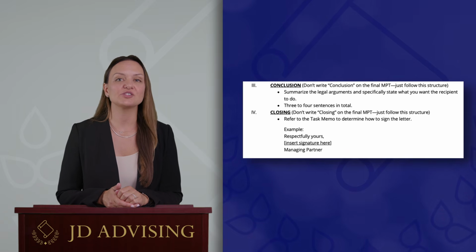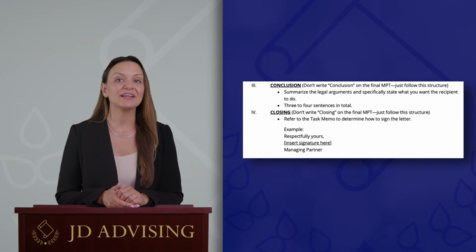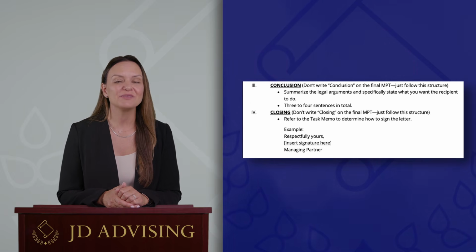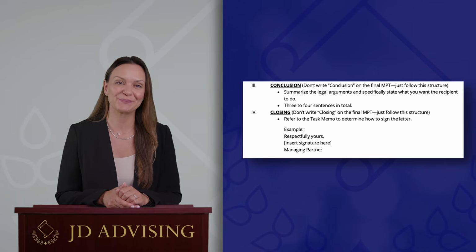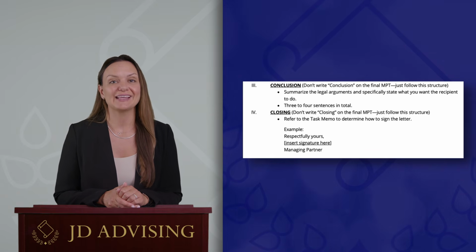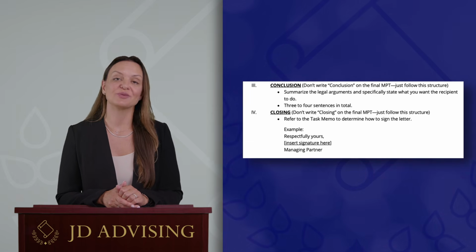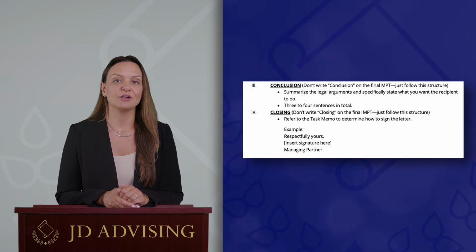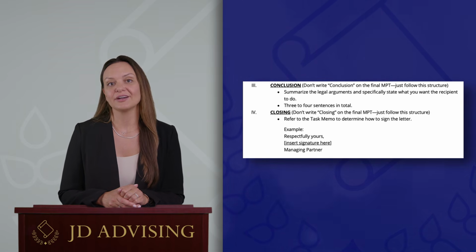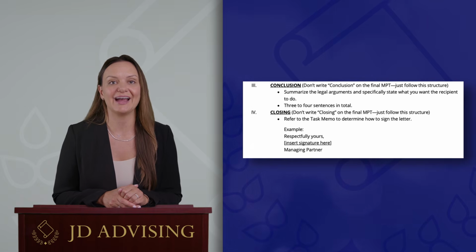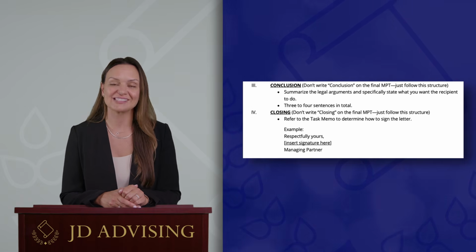This is where you suggest your recipient do what you want. This is again kind of like outlining your demand. This is fairly short, about 3 to 4 sentences in total. Lastly, your closing section. This is where you sign the letter in accordance with the instructions provided. So for example, if according to the task memo, you are drafting a letter for the managing partner to sign, you would make sure the closing section reflects that.